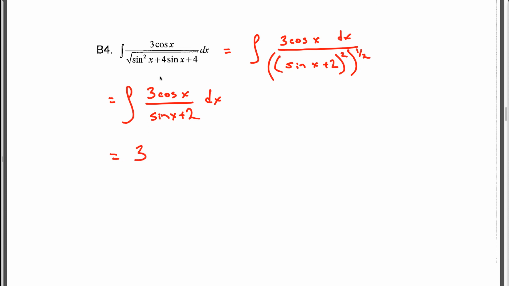Even without writing it, we should be able to see that that's going to be 3 from here times the natural log of the denominator plus a constant. And if you don't see how to do that in one step, write your u substitution here. U equals sine x plus 2, du equals cosine x dx, and that will eventually lead you to the same solution. So that's part A and part B.